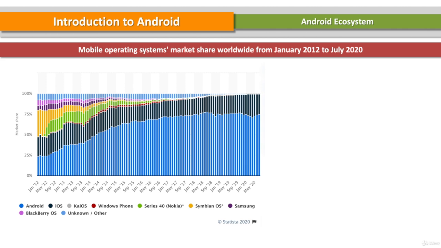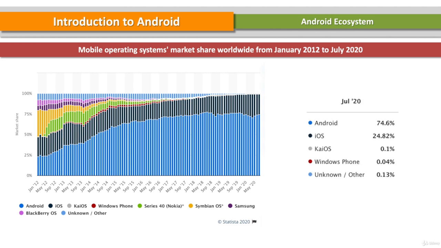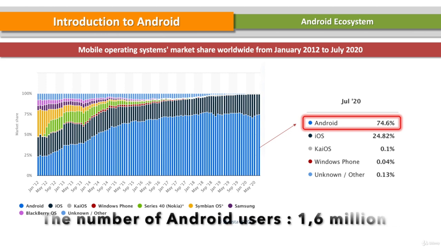So this graph shows the mobile operating system's market share worldwide from January 2012 to July of 2020. As you can see here in the graph, check it out. Android is the leading mobile operating system worldwide in July of 2020, taking a 74.6% share of the entire mobile operating system market. Android and Apple iOS, of course, jointly possess almost 99% of the global market share.